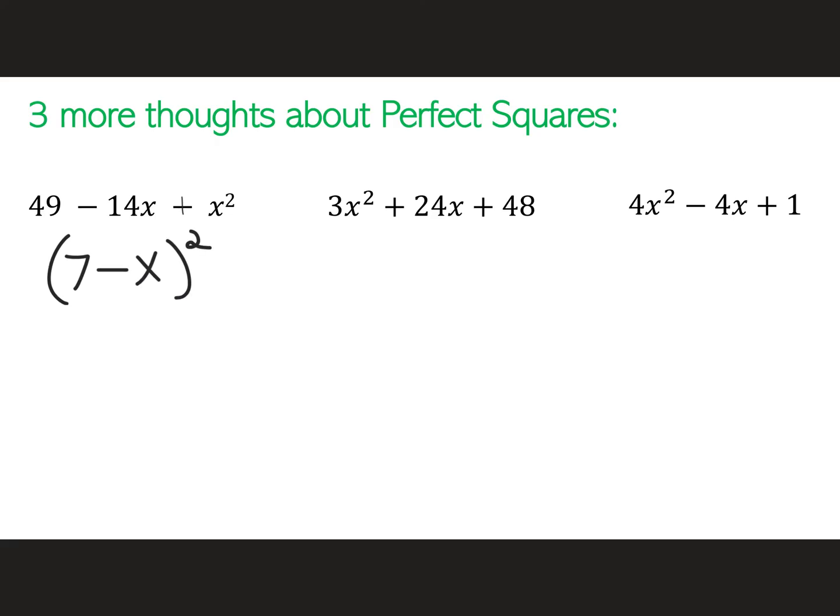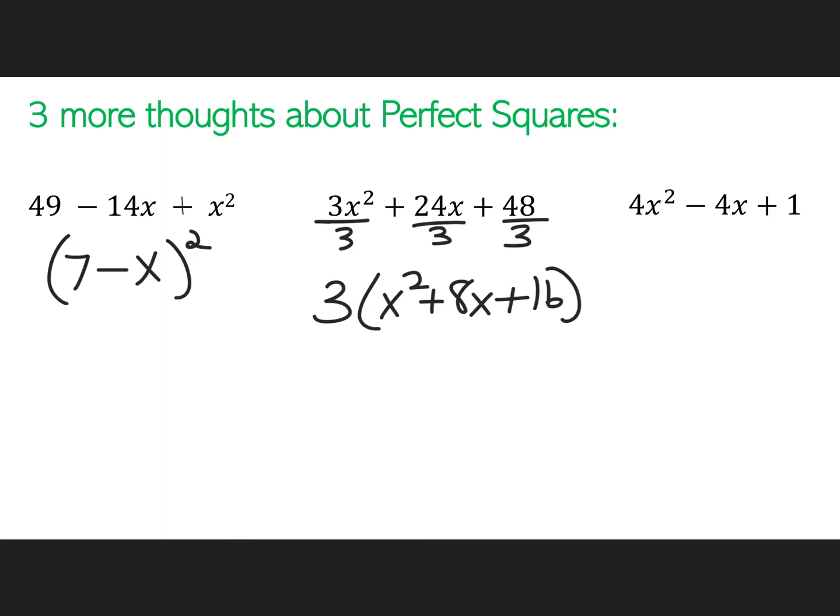If you look at the next one, it's not surrounded. The first and last are not perfect squares. But again, if you look at this, you might notice that, oh, wait a minute. Every one of these can be divided by a 3. So if I did that, what would it look like? I'd have an x squared plus 8x plus 16. All right, well, let's check to see if this is a perfect square. X squared is a perfect square. 16 is a perfect square.